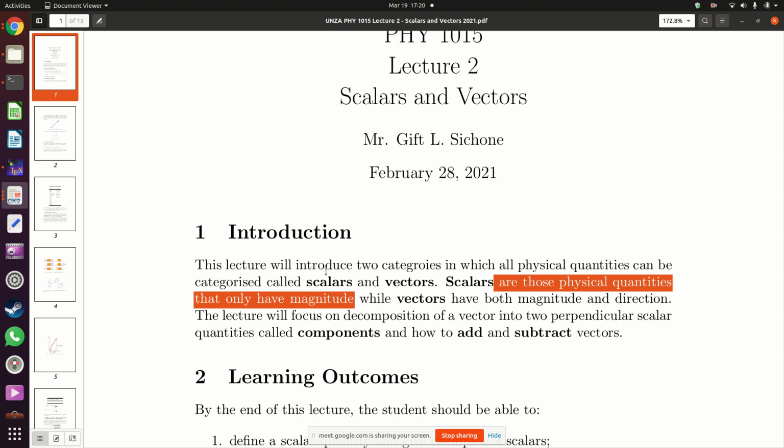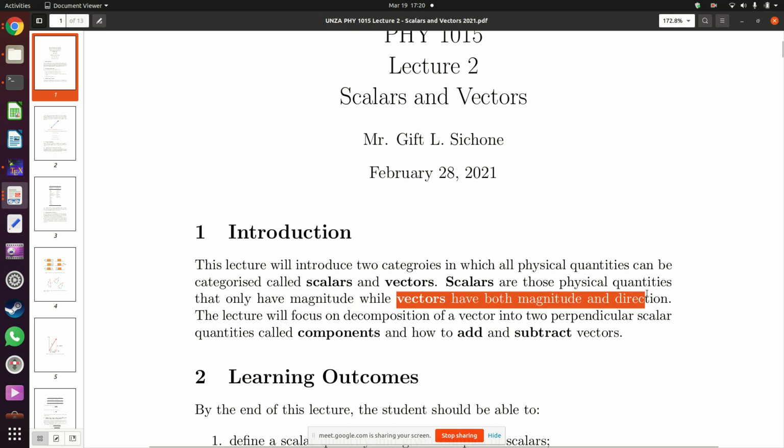Then there's vectors. Vectors are those physical quantities which have direction and magnitude. So they have got magnitude and direction. They have got two things. There's magnitude and direction which they have. Again, we're going to see examples of physical quantities which have got magnitude and direction.